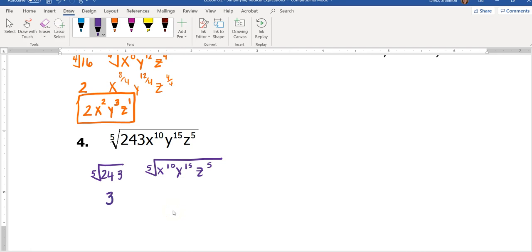All right, now I'm going to be looking at my variables. So I'm taking the exponent that is underneath and dividing it by what root I'm looking at. So that's 5. 15 divided by 5, and z, 5 divided by 5. So this would be 3, x to the 10 divided by 5 is 2, y to the 3rd, and z to the 1st.